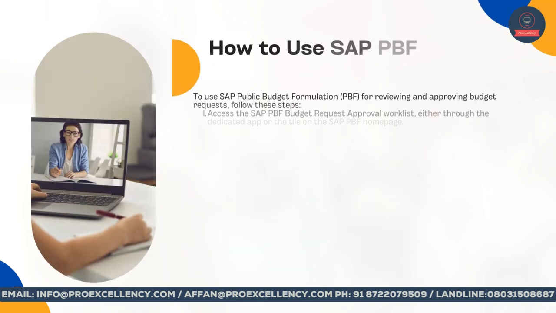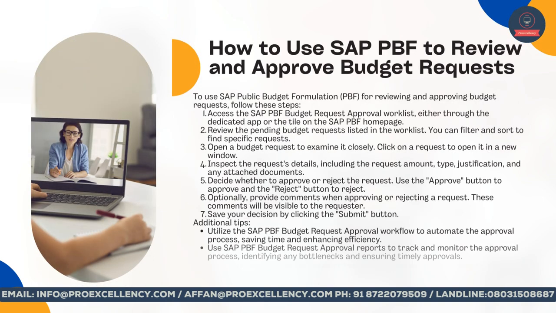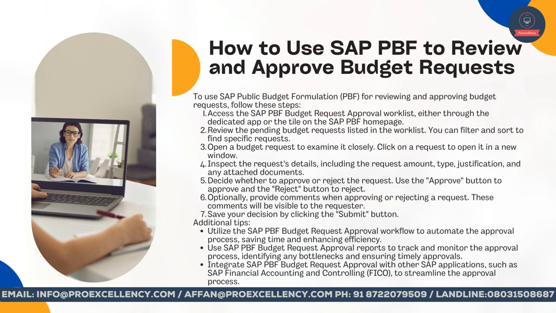How to use SAP PBF to review and approve budget requests? To use SAP Public Budget Formulation, PBF, for reviewing and approving budget requests, follow these steps. Access the SAP PBF Budget Request Approval Worklist, either through the dedicated app or the tile on the SAP PBF homepage. Review the pending budget requests listed in the worklist. You can filter and sort to find specific requests.